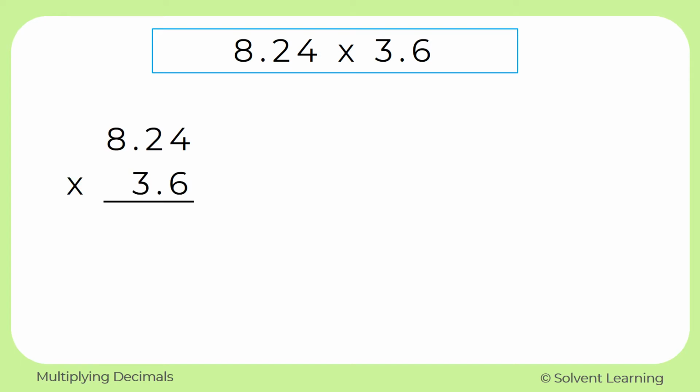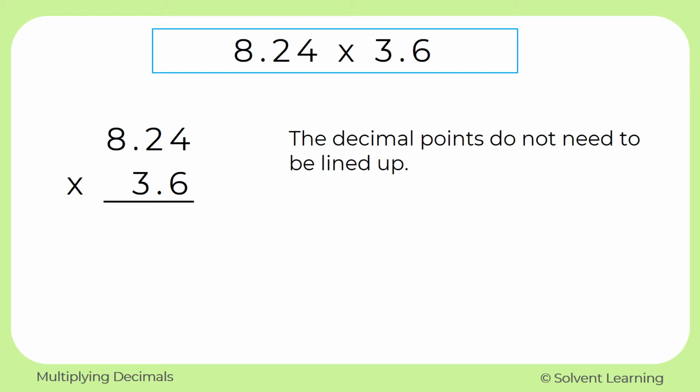We're going to set it up so that the numbers are one on top of the other so we can do column multiplication. Now notice we are not concerned with lining up the decimal points. When we multiply, the decimal points don't have to be lined up. When we add or subtract decimals, they do have to line up perfectly, but with multiplication, it does not matter. So now we can just focus on multiplying the numbers.